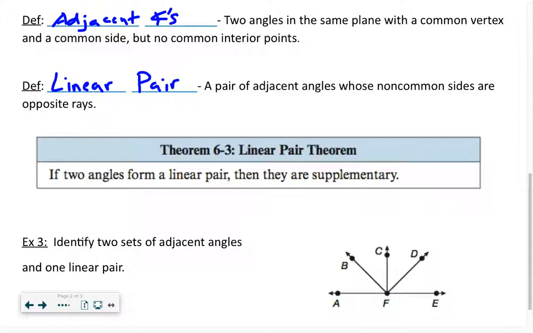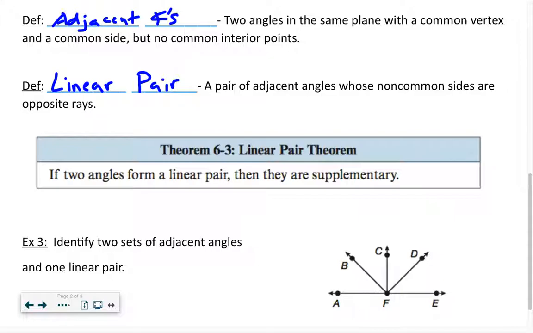This was one of those that I felt we were a little redundant in how we defined it. Because a linear pair, again, is no more than two angles that share a common side, but together the degrees add up to 180 degrees. It's supplementary, hence the reason we call it a linear pair, a pair of angles that make a line.